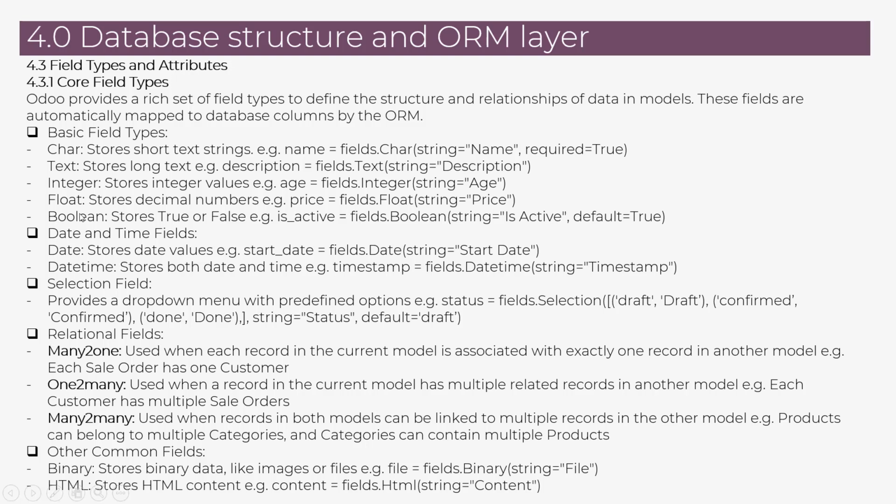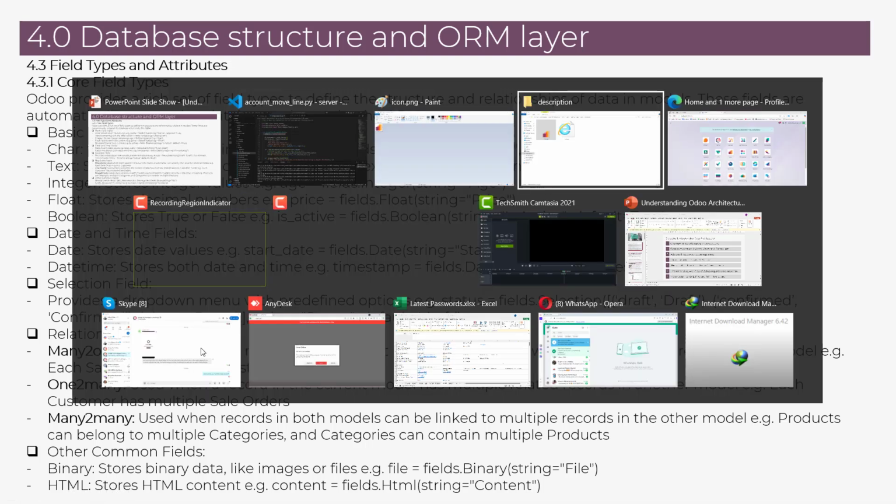Okay, so we are continuing to the field types and attributes. As we mentioned, Odoo has several field types, say for example, the character, the text, the integer, the float, the boolean, the date time. There is a selection, and then there is a relation of fields. I'll just mention a bit on this. For example, the many-to-one is used when each record in the current model is associated with exactly one record in another model, e.g. each sales order has one customer. So in the model for the sales order, the customer field in that sales order is a many-to-one, which you can just have a look at.